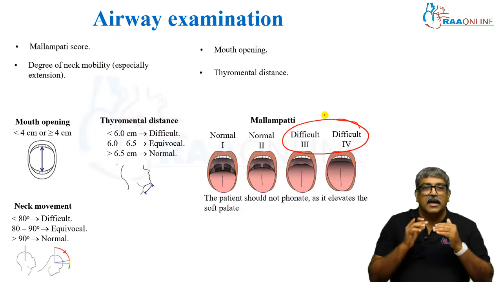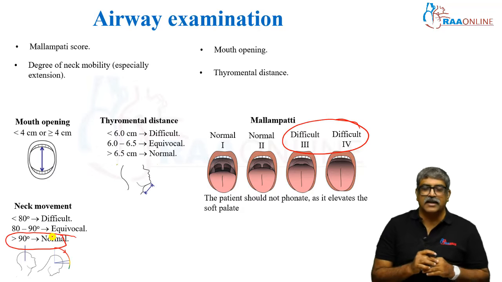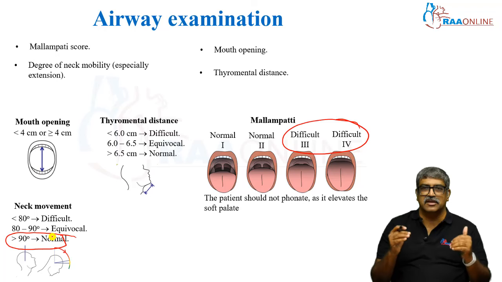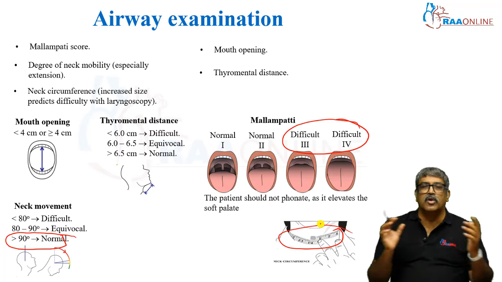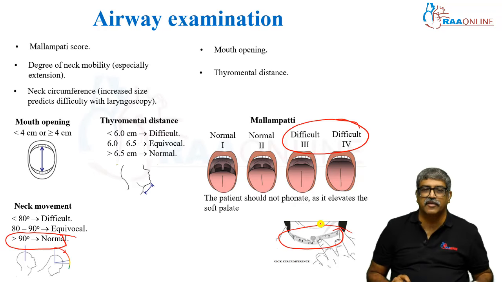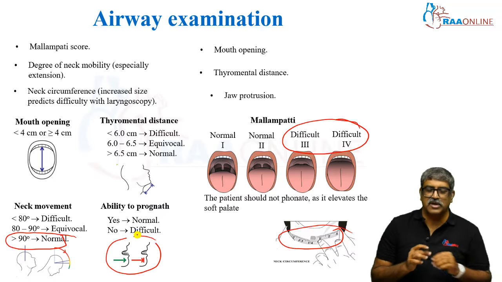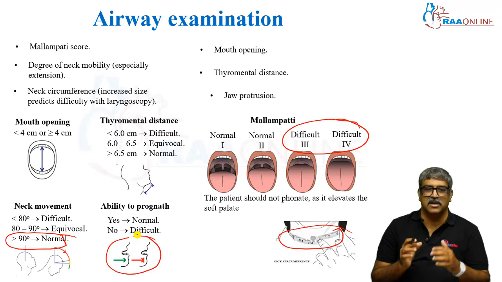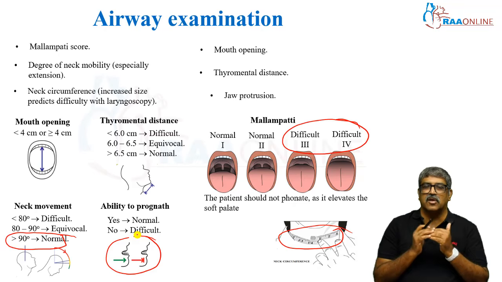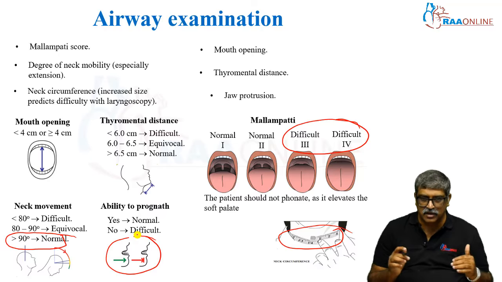Then you look at the neck mobility. It is normally greater than 90 degrees. Between 80 to 90 degrees, it is equivocal. If it is less than 80 degrees, it is going to be difficult. Neck circumference. More the circumference, more difficulty with laryngoscopy. You look at the jaw protrusion test. If on jaw protrusion, your lower incisor is anterior to the upper incisor, it is normal. If it is not, if it is meeting or it is posterior to the upper incisor, the intubation is going to be difficult.